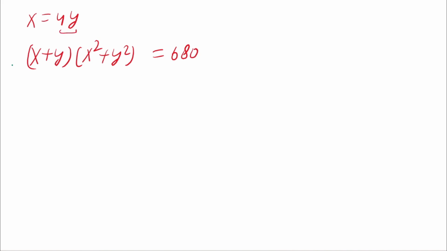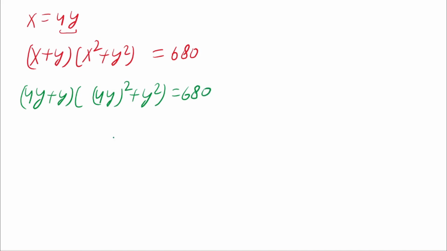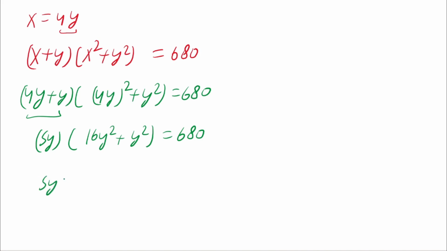Here x is replaced by 4 times y. Then 4 times y plus y times 4 times y square plus y square is equal to 680. 4 times y plus y, that is 5 times y, is multiplied by 4 times y square is 16 times y square plus y square, which is equal to 680. Then 5 times y is multiplied by 16 times y square plus y square is 17 times y square, this is equal to 680.